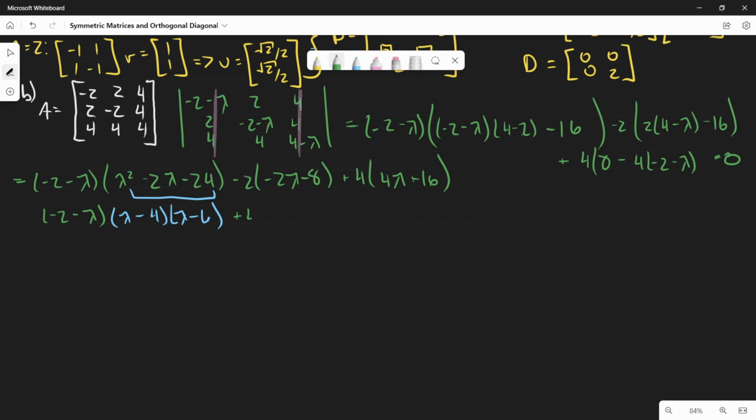So it'd be plus 4 lambda plus 16 plus 16 lambda plus 48. No, not 48, 64. And then simplifying this, we get 20 lambda plus 80. And then we factor out a 20, so this would be 20 times lambda plus 4. And then, yep, bring this down.